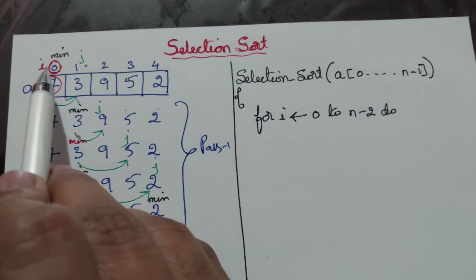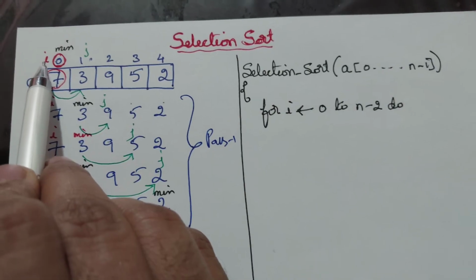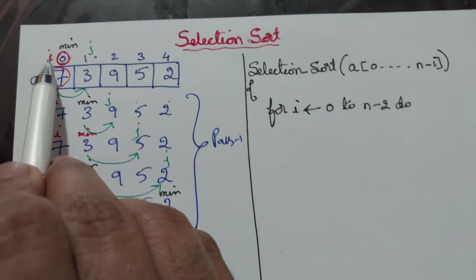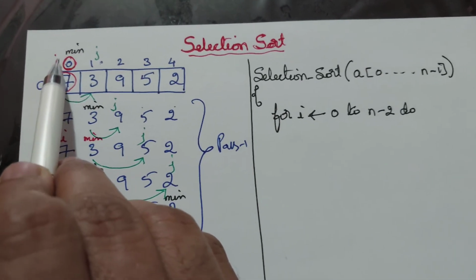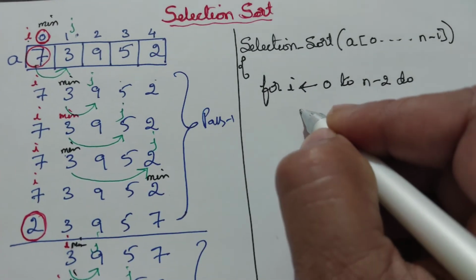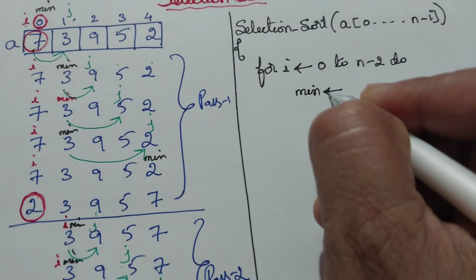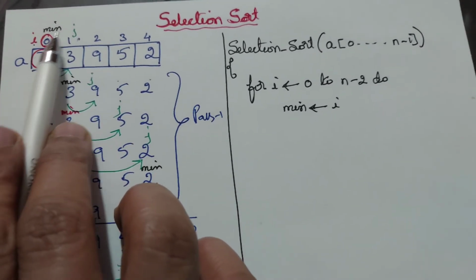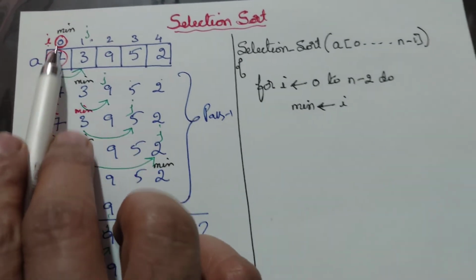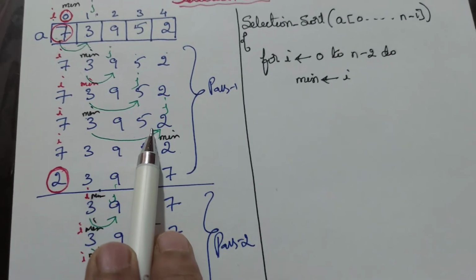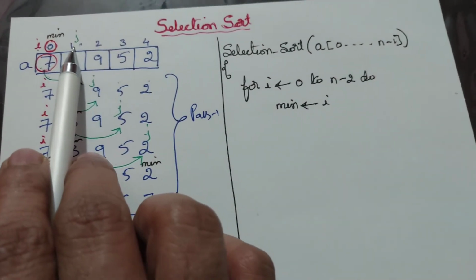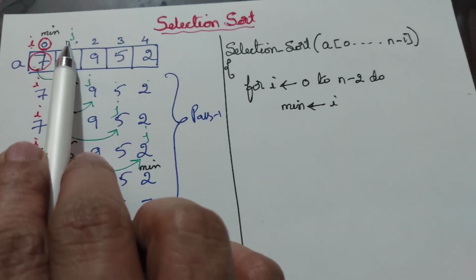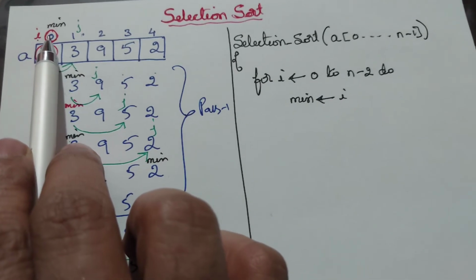After selecting the position I, we assume the minimum element is also there. So whatever the value of I, that I store as min. That means both I and min point to the same position. So I will write min is equal to I. After that we start comparing with j. For comparison I am taking the variable j as index. Initially I is 0, j is 1.